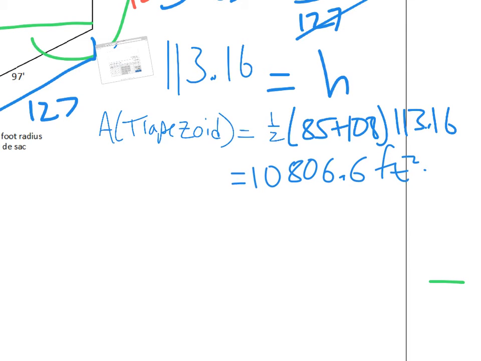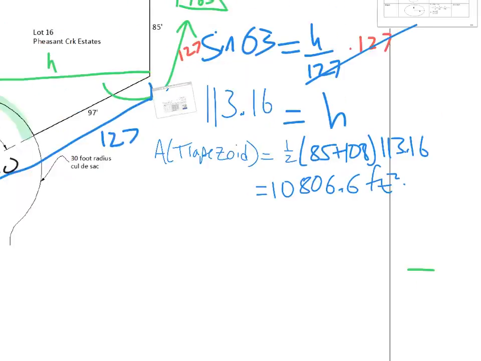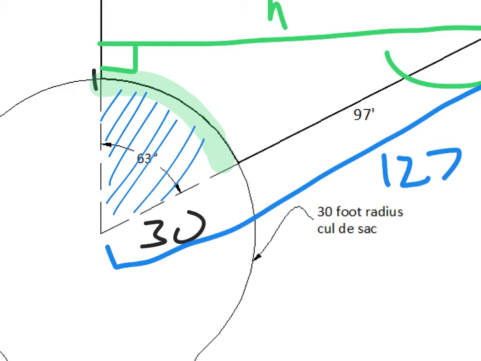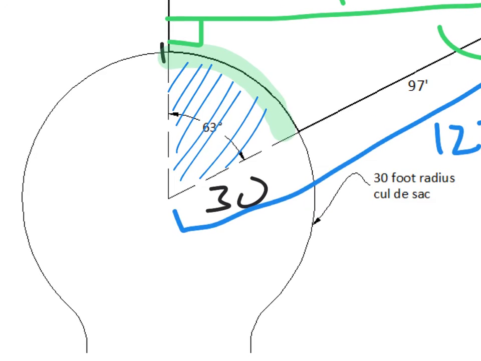Now we need to subtract off this part of a circle here. Okay. So to find the area of this part of a circle, we got to figure out what part of a circle is this. Is it half of a circle? No, it's clearly not. Is it a fourth of a circle? Well, if it was a fourth, it would have been 90 degrees, right? That would be a fourth of a circle. So it's not a fourth of a circle.